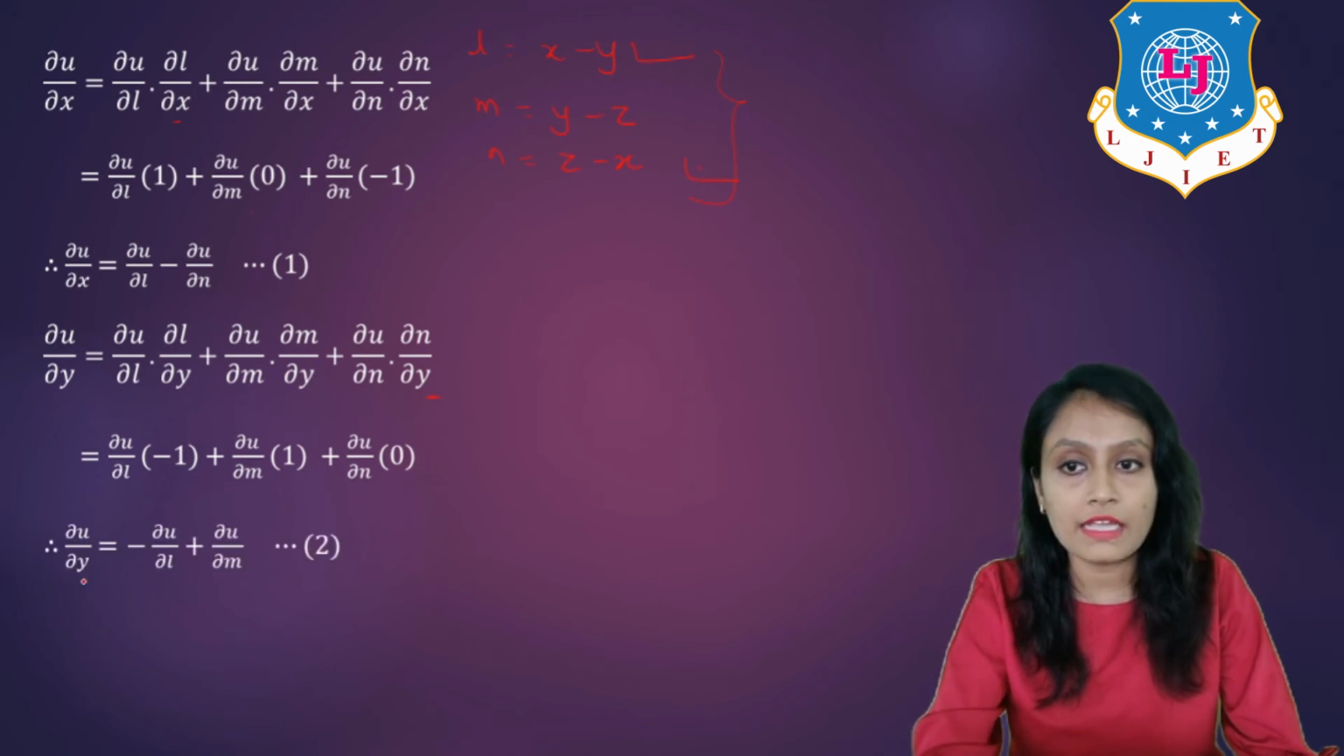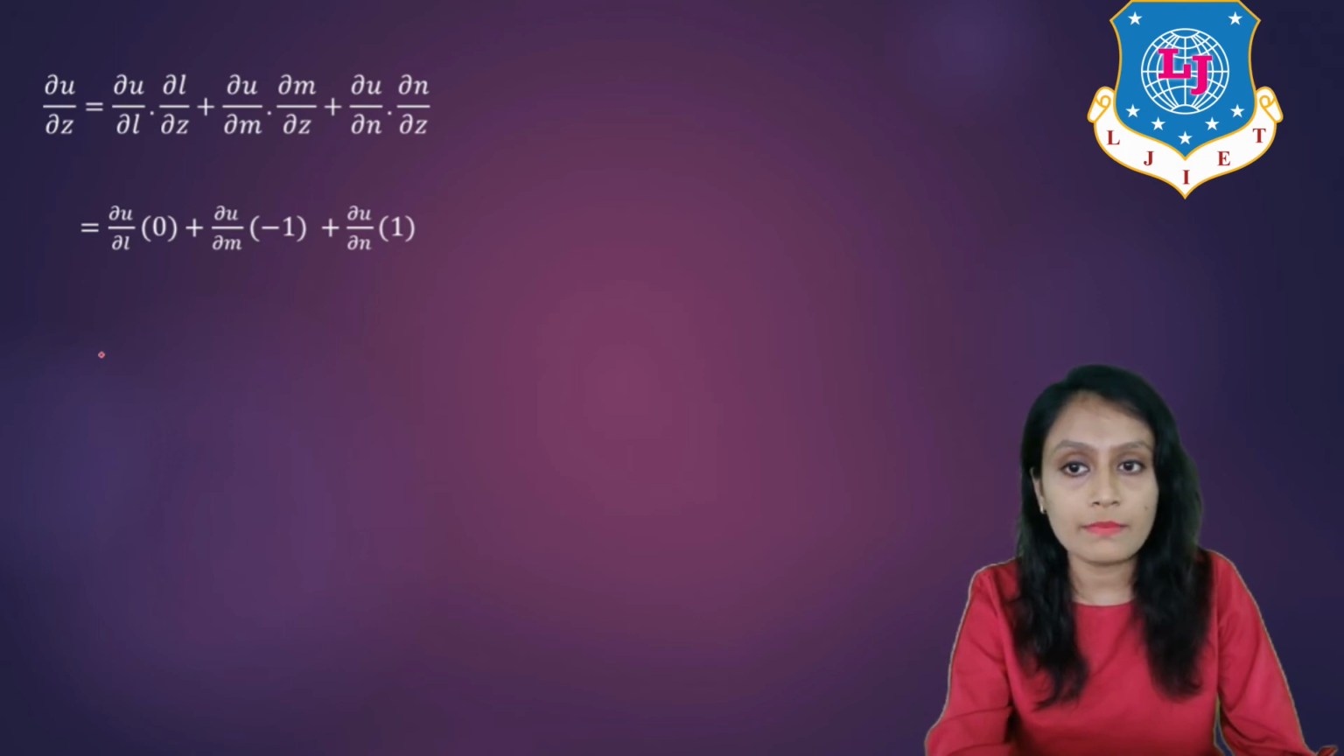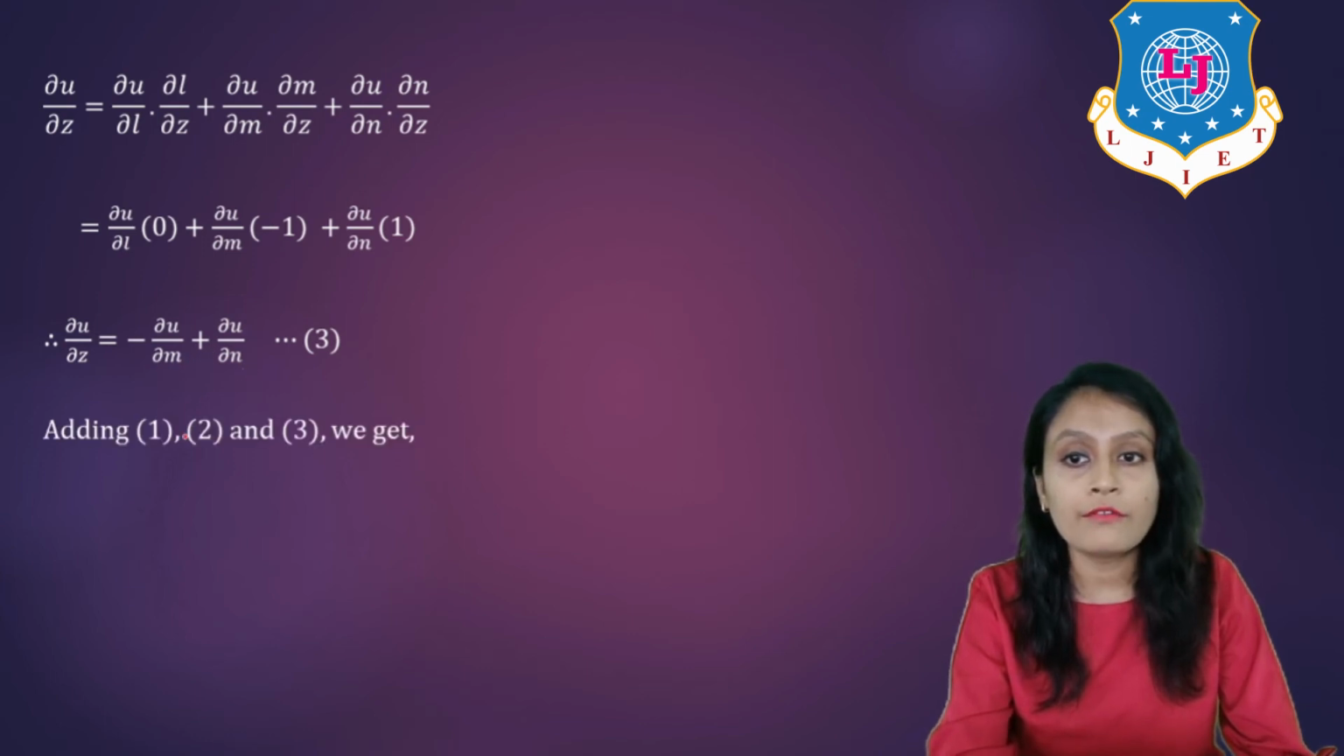Okay, next simplify this, so you will get del u by del y equals minus del u by del l plus del u by del n. Again we have to solve del u by del z using the same formula. Now here we have z everywhere, so we will take the derivative of l, m and n with respect to z. Taking the derivative and simplifying, you will get del u by del z equals minus del u by del m plus del u by del n. Now we have to add them, so adding 1, 2 and 3, you will get the answer: del u by del x plus del u by del y plus del u by del z equals 0.